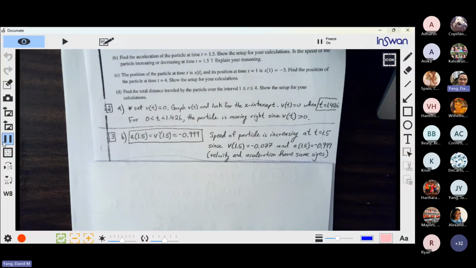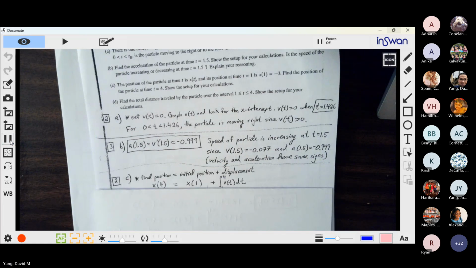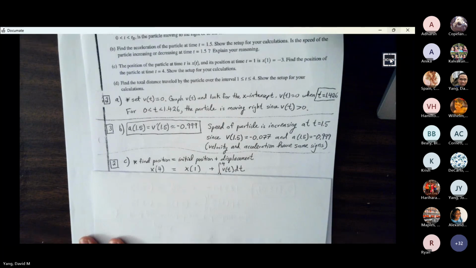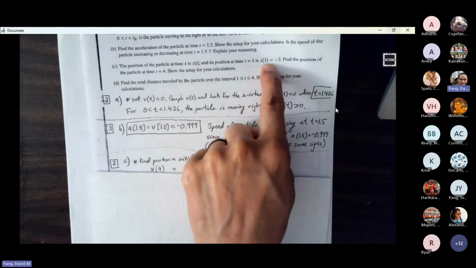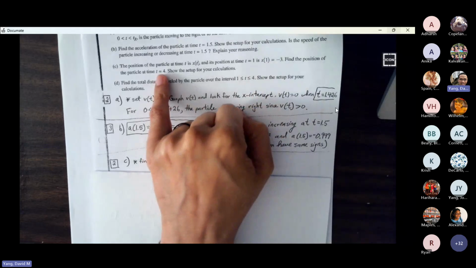Okay, part C, for the position of the particle is x of t. And its position at t equals 1 is x of 1 equals negative 3. Find the position of the particle at time t equals 4.